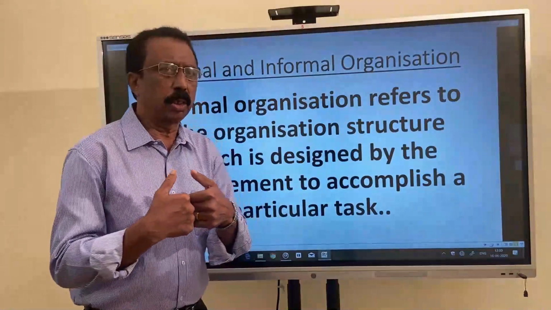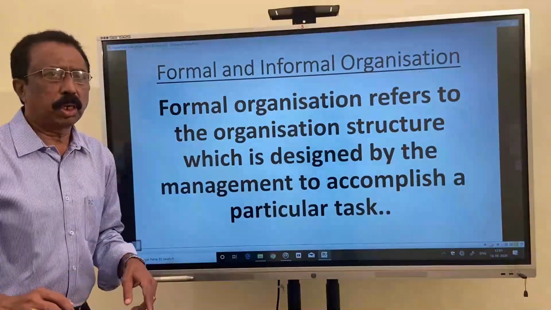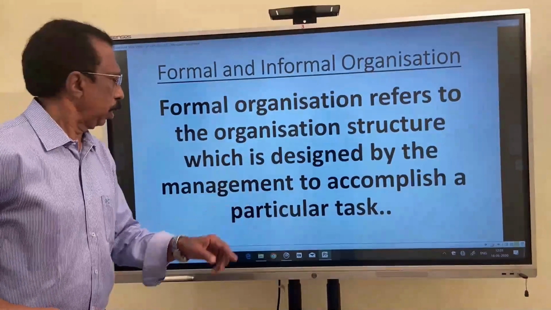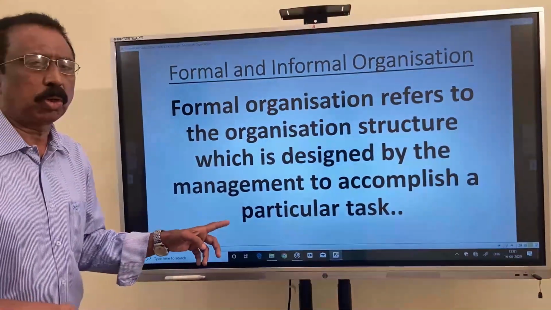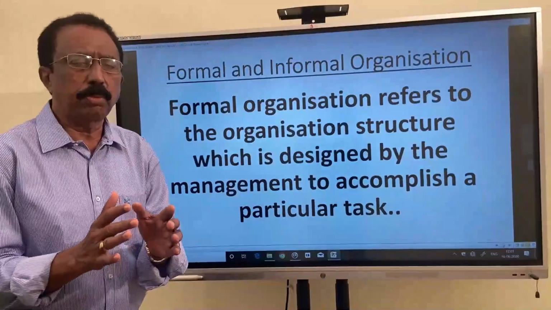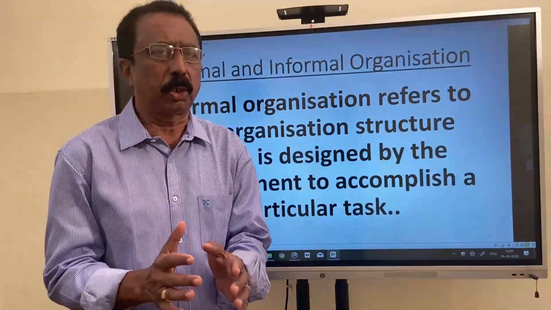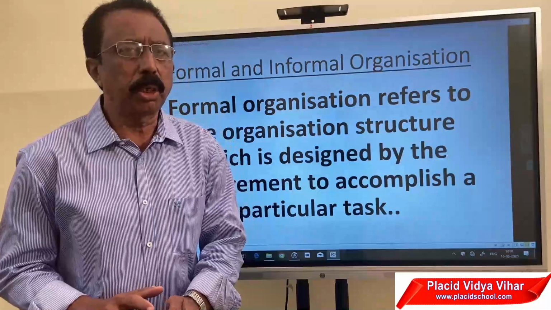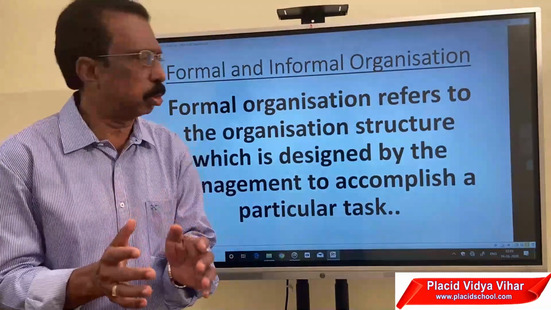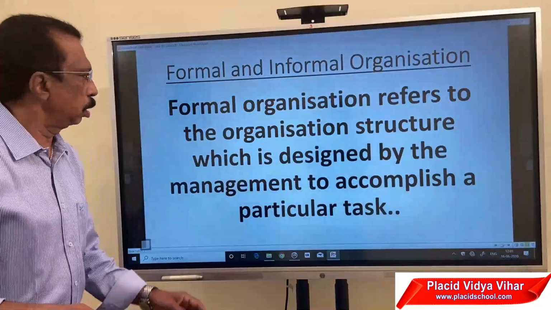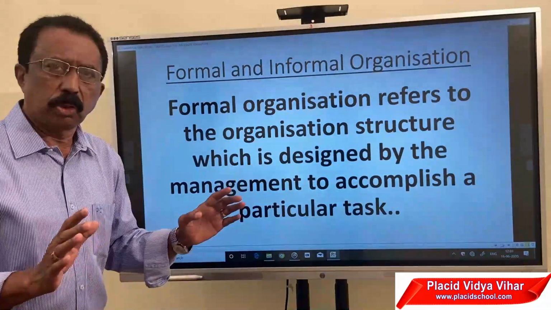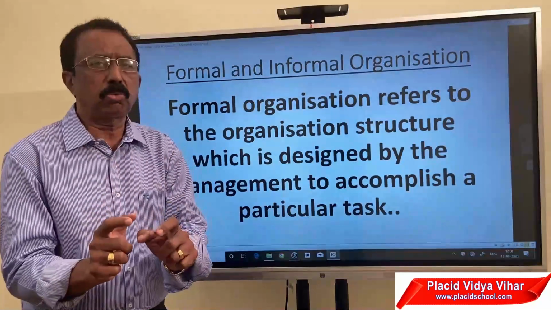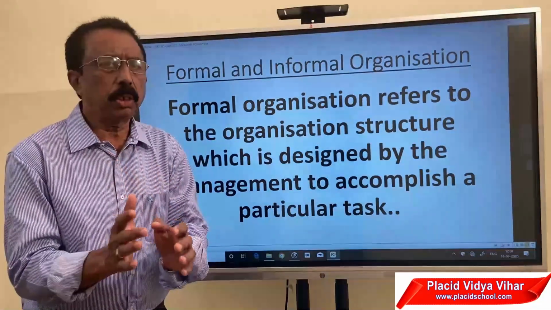Now we are taking the formal organization first. Formal organization refers to the organizational structure which is designed by the management to accomplish a particular task. So for the formal organization there is a definite structure, there are definite rules and regulations, and it is formed by the management itself to achieve a particular goal. A definite task is to be achieved, and everybody must be very clear about that one.